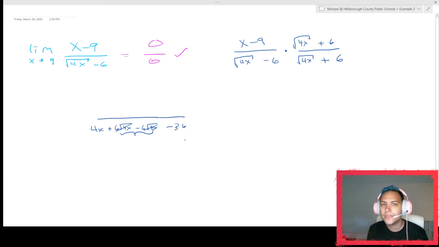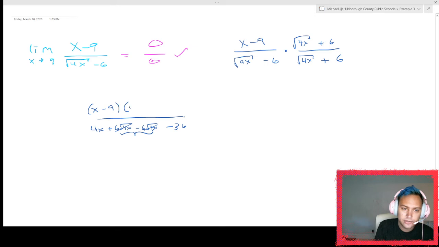On the top, don't factor it or multiply it. Don't do it. You're going to make yourself do way too much work. Just put x minus 9 times square root of 4x plus 6, two parentheses next to each other, multiplied. Well, what's going to happen then is on the bottom, because those cancel, this becomes 4x minus 36. There's definitely some factoring that can happen there. I can factor, let me put my top part up here.